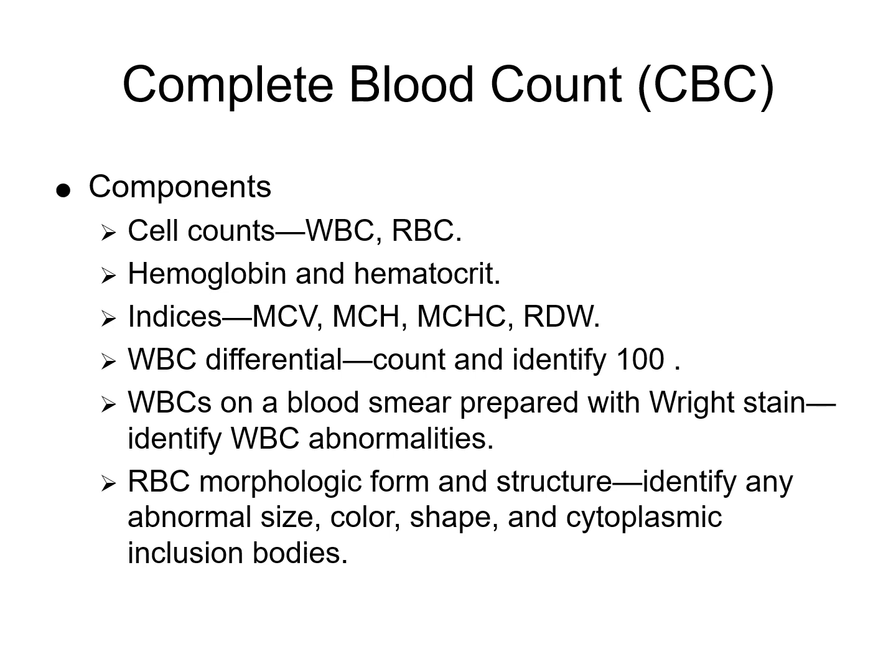When we do that, we count and identify 100 white blood cells on a Wright stained blood smear, and we do that to detect and classify white blood cell abnormalities. Same thing with red blood cell morphology. We'll examine the red blood cells for any abnormalities in size, color, and shape, and any cytoplasmic inclusions that we have noticed on the smear.